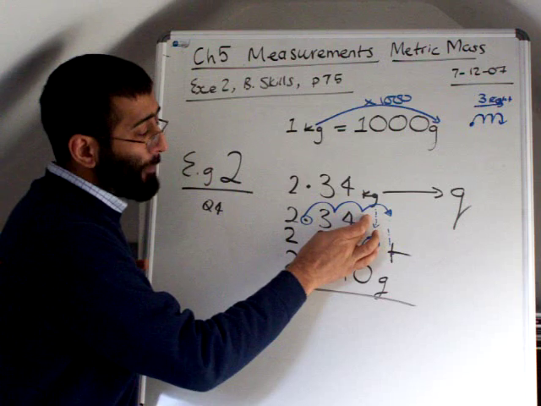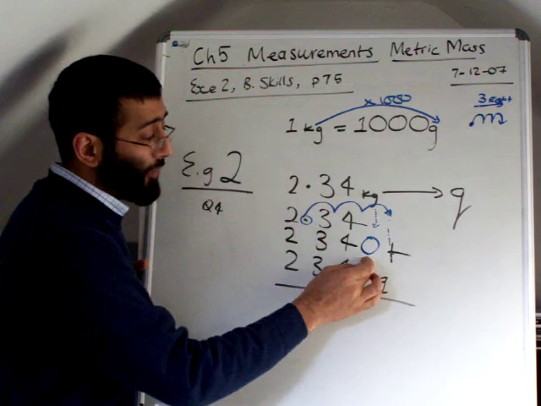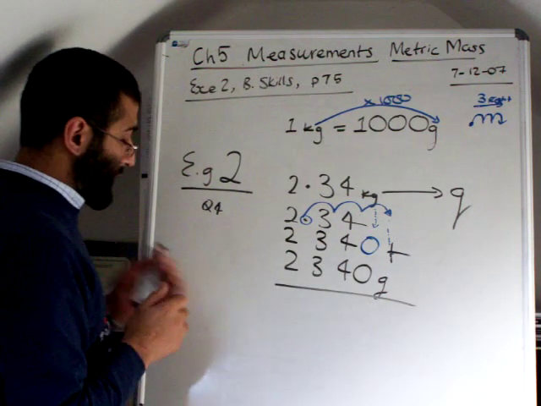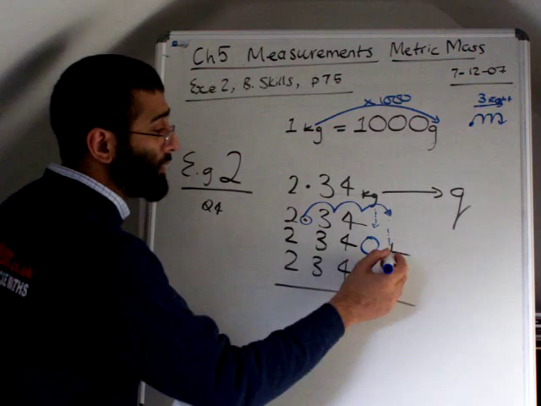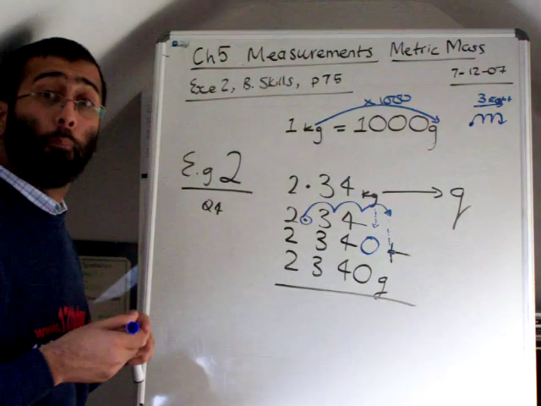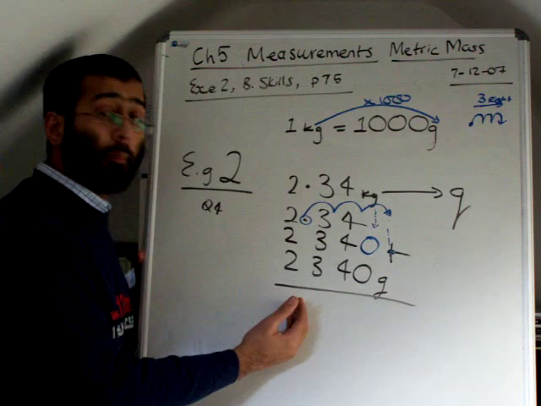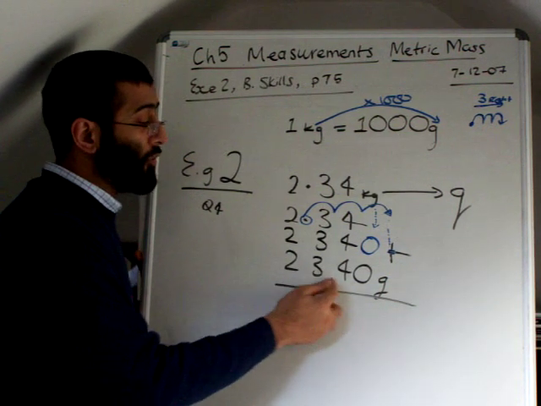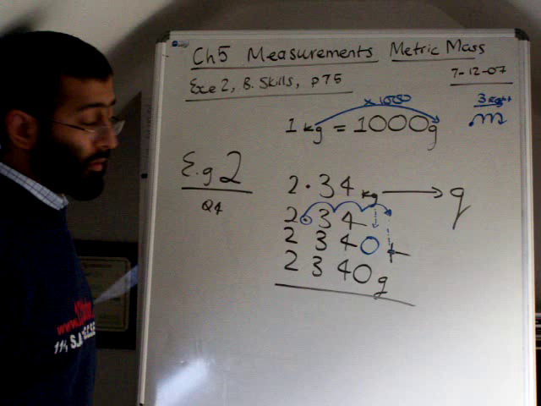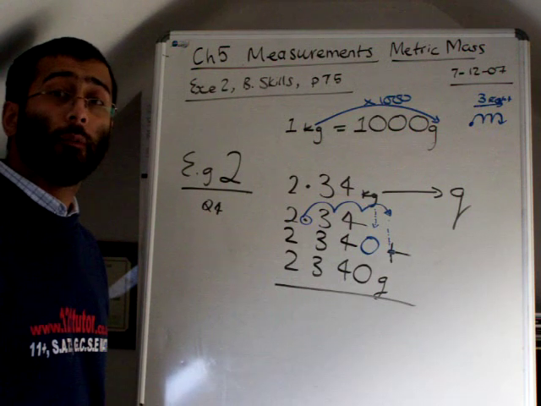What we do here is we have an empty gap, or empty hump. We fill that with a 0. So our rough answer becomes 2340 point. But we don't need that point in our final answer, so the final answer becomes simply 2340 grams. Okay, that's the end of example number 2.